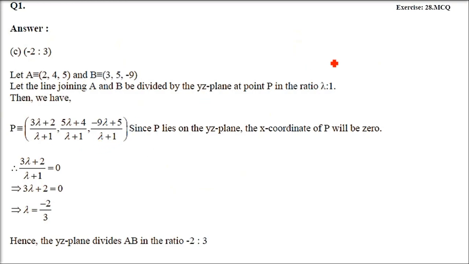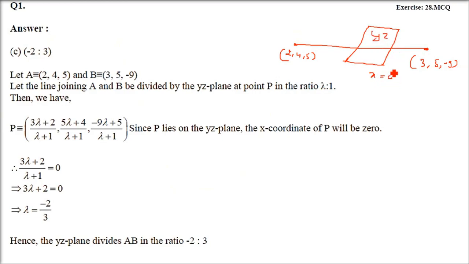The ratio in which the line joining 2, 4, 5 and 3, 5, minus 9 is divided by the YZ plane is. The 2 points are 2, 4, 5, and the other one is 3, 5 and minus 9. And this is divided by the YZ plane. In the exercise we have already seen that whenever we have the YZ plane, X will be 0. When we have the XY plane, we have Z as 0. When we have the XZ plane, we have Y as 0.